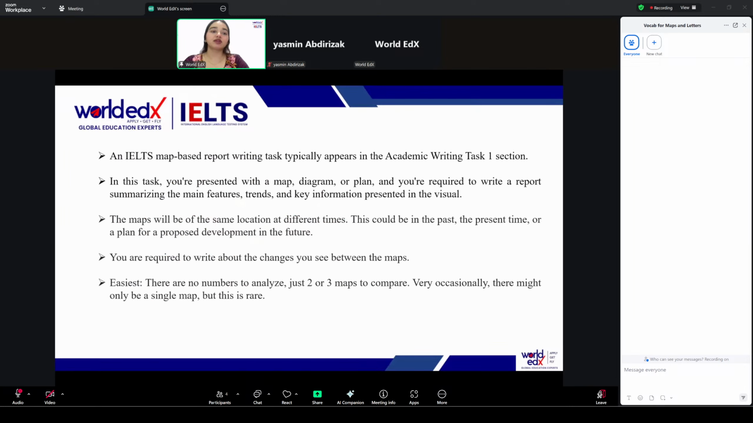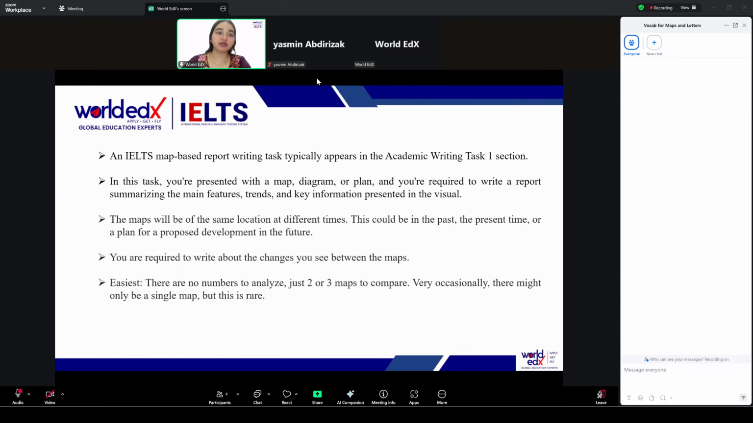Let's move forward. Let me just give you a brief introduction. Map-based report writing typically appears in the academic writing task 1. You will not have any report writing in the writing task 1 for general, but you will definitely have report writing for academic writing task 1. In this specific kind of task, you will be presented with a map. It could be a development for a particular area, a plan, or a diagram, and you have to understand it in a way that you can comprehend the key points and also the things that did not really change, and then explain that in the body structure.